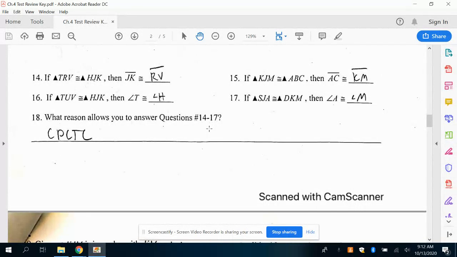These numbers, 14 through 17, including 18 here, is really just using CPCTC. So you're looking at your congruent statement. All right, so we got our congruent statement. Then you're telling me, all right, based on that statement, JK is congruent to whatever. So hopefully these ones here went well for you.